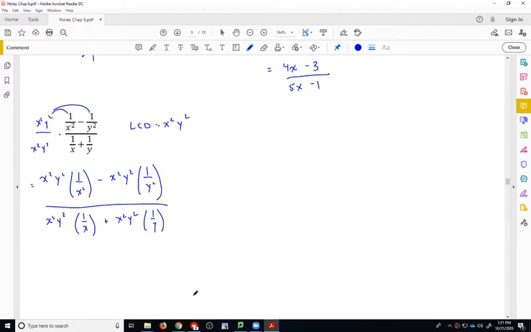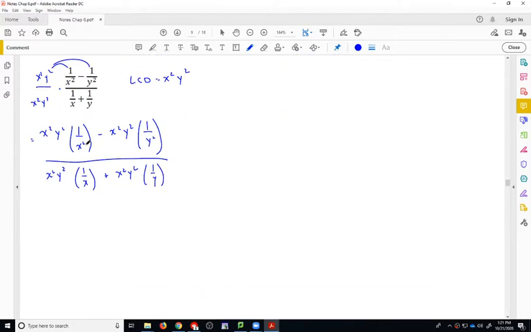Okay, and now we simplify. So for this first one, x squared divided by x squared is 1. I'm left with y squared. For this one, y squared divided by y squared is 1, so I'm left with x squared. Then the x goes into the x squared, so I'm left with 1x y squared. And then the y squared divided by y would be a 1, so I'm left with x squared y.